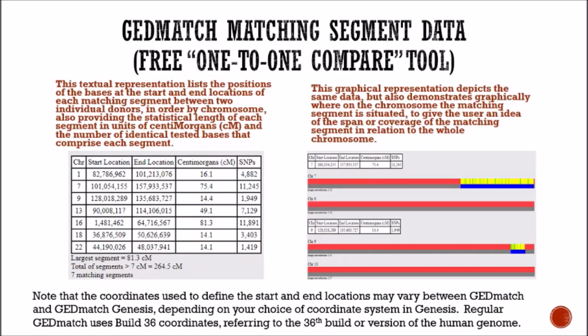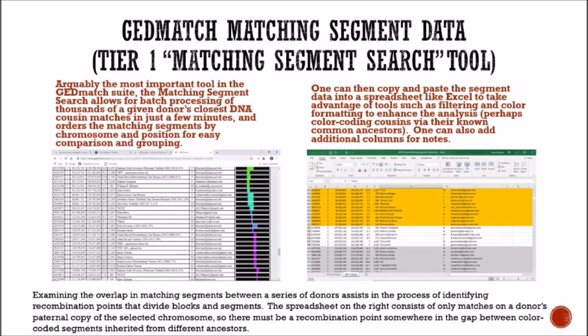Okay, so the next one also comes from Jedmatch, and this is a more advanced tool. It's a tier 1 matching segment search tool, and it's designed specifically for organizing segment data in a more useful way for visual phasing. The diagram on the left is what actually comes out. It batch processes your top matches. I think when I do it on mine, it's like my top 10,000 matches. And it figures out where all the matching segments with each of my matches are.